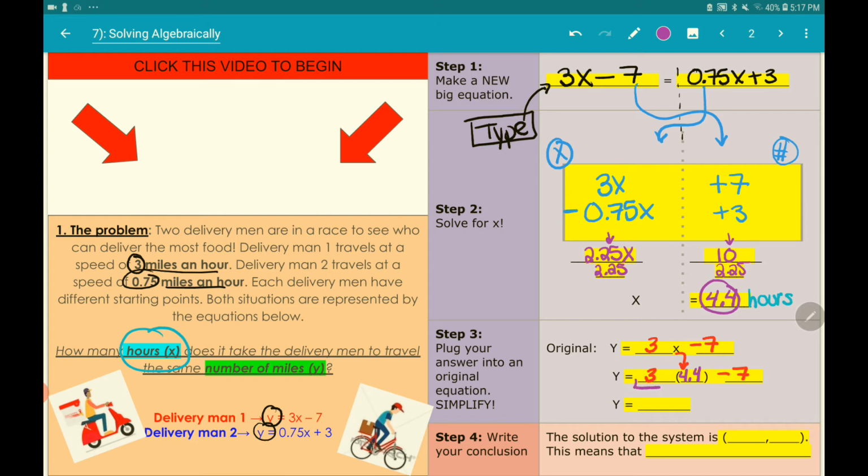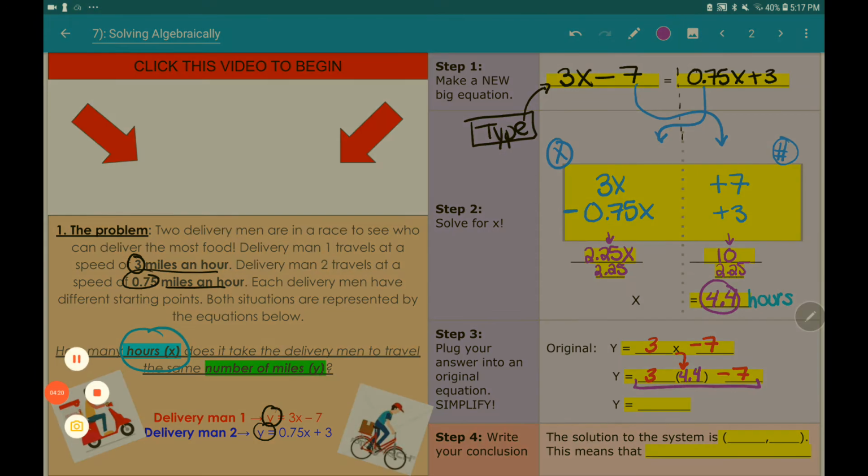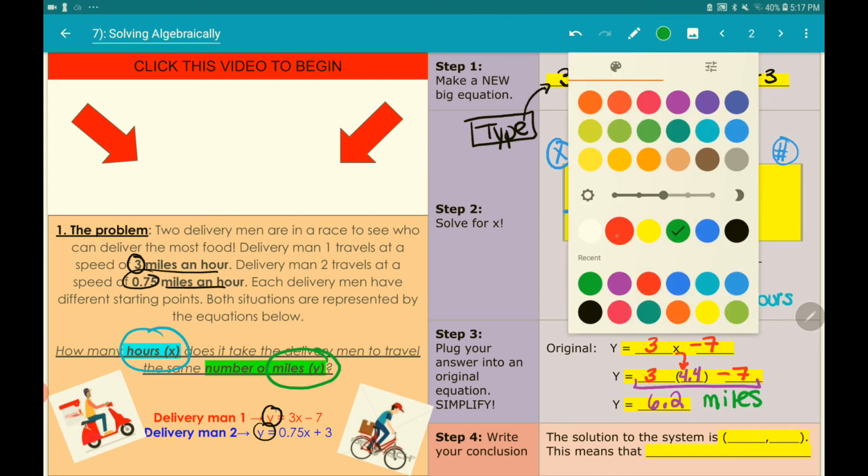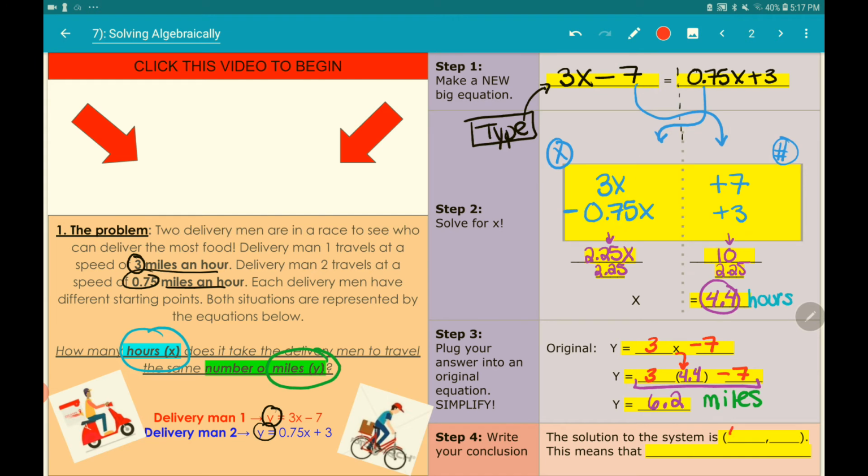Now, I go ahead and plug this into my calculator. Let me pause again. All right, when I did that, I got 6.2. Again, let's look back at the problem. This represented the number of miles Y. So this means 6.2 miles. So let's write our conclusion. Our solution to the system is 4.4 and 6.2.